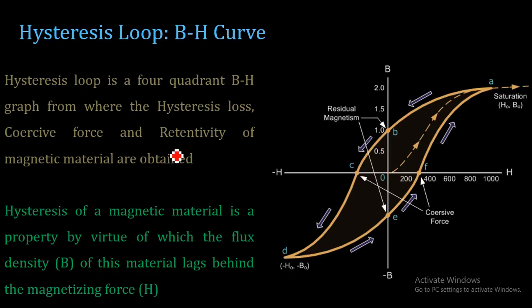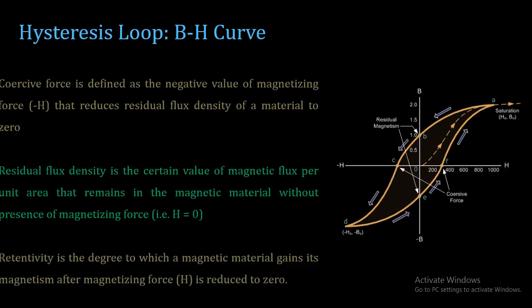Now you all know that the hysteresis loop is a four quadrant BH graph from where different parameters are identified, and hysteresis is the property of the material by which the flux density lags behind the magnetizing force. So you have a flux density B and you have the magnetizing force H. Even when your H is reduced to zero, at this particular point your H is zero, but still you have some flux density. Similarly, at each point the flux density is lagging behind the magnetizing force. This property is known as hysteresis.